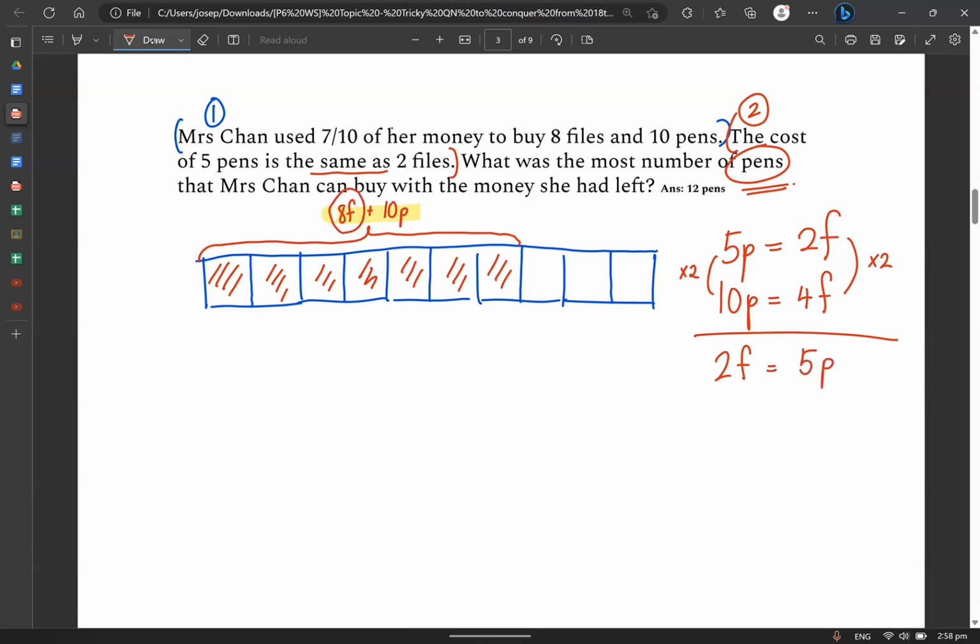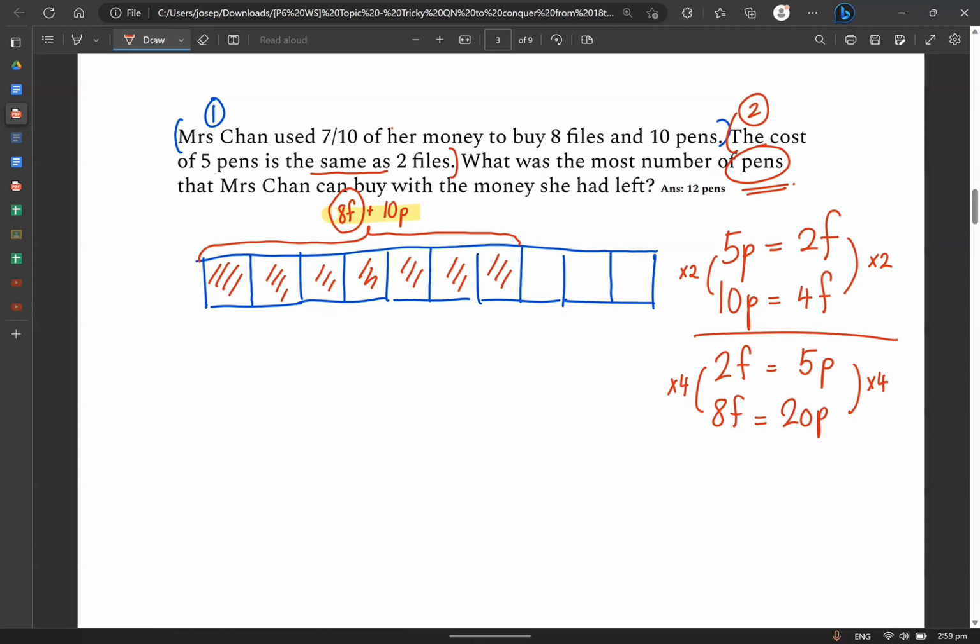All right, and I want to change everything into pence. So what I want to do is I want to change 8 files into pence. I want to find out, hey, the money that I spend on 8 files, right, can buy how many pence? That's what I want to do, correct? Because the question is asking us for pence. Make sense? Okay, so over here you times 4, and then over here you also times 4. Okay, so over here you get to 20 pence.